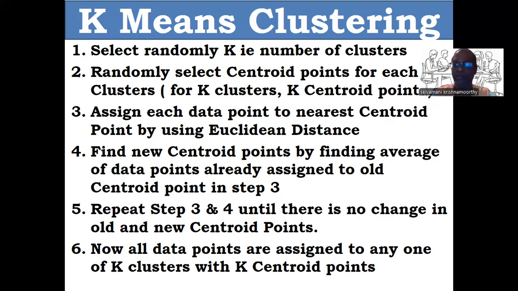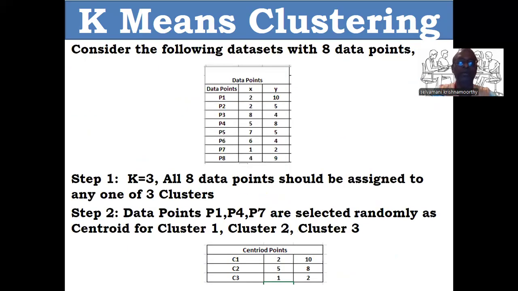Nothing to worry, I will explain each and every thing with a small example. Consider the following data set with 8 data points, P1, P2, and so on to P8. This is X, Y. That means P1 is 2, 10. P2 is 2, 5. Our aim is that these 8 points should be grouped into different clusters based on distance. The nearest data points should be clubbed together. That is our aim.